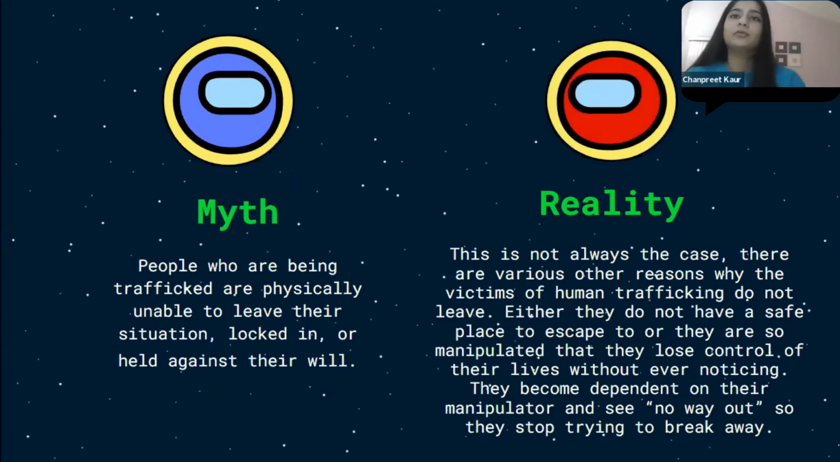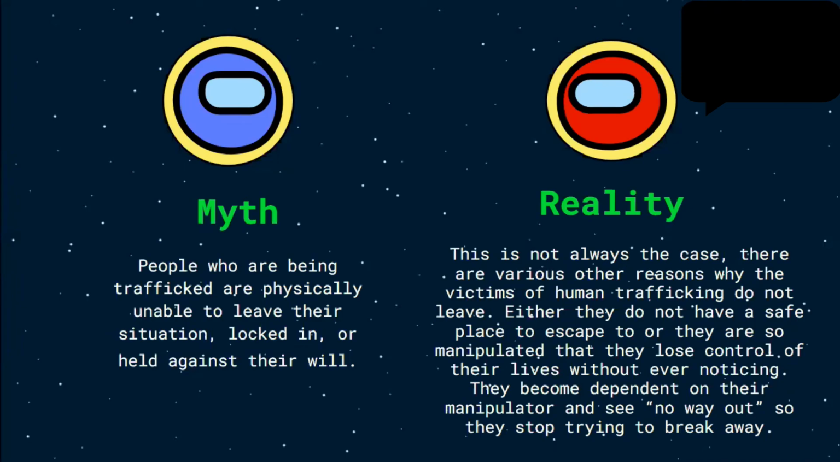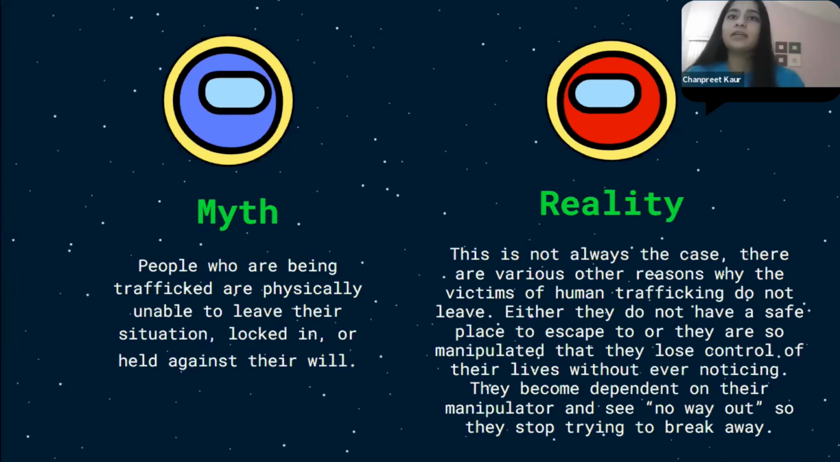One of the biggest myths about human trafficking is that the people who are being trafficked are physically unable to leave their situations, locked in, or held against their will. This may be true in some cases, however, more often this is not the case. In reality, there are several reasons why the victims of human trafficking don't leave the situation that they're in. These individuals may lack the basic necessities to physically leave the situation, such as not having transportation or a safe place to live where they can escape to. On the other hand, they could have been manipulated to the extent where they lose control of their lives without ever noticing. At that stage, they might not identify with being under someone's control because they become dependent on the traffickers, so they stop trying to break away from that situation.